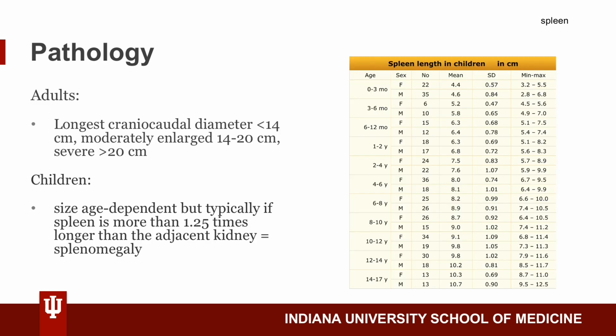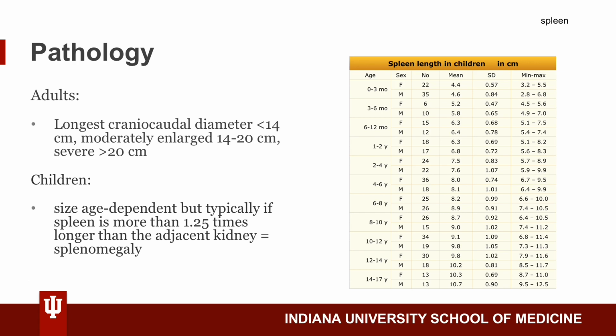So to quickly talk about some number cutoffs for a normal spleen. In an adult, less than 13 centimeters would be normal. The cutoff for splenomegaly starts at 14 centimeters. Anywhere from 14 to 20 is considered moderately enlarged, and greater than 20 centimeters is a severely enlarged spleen.